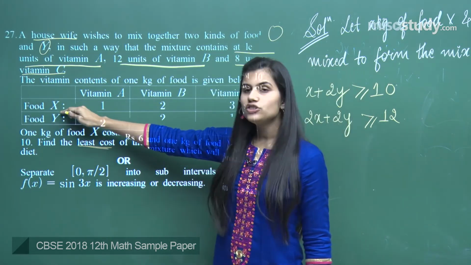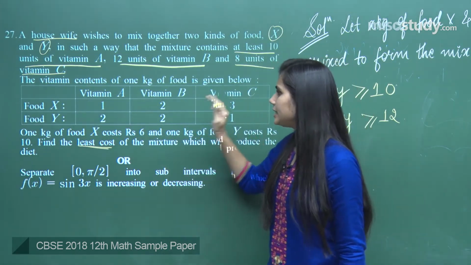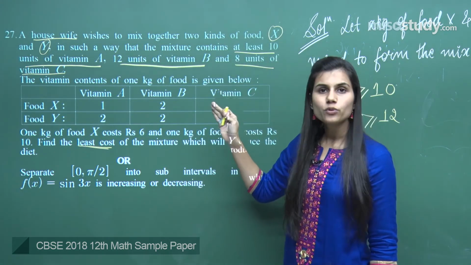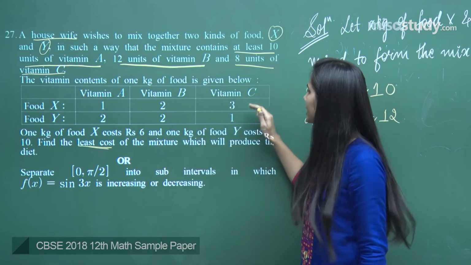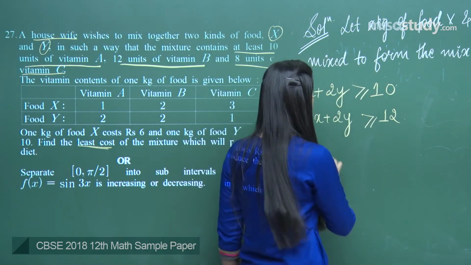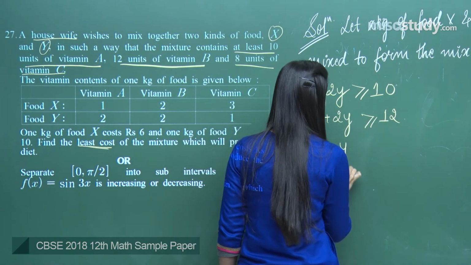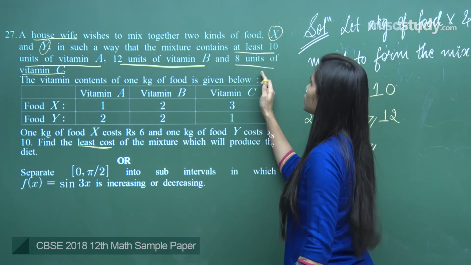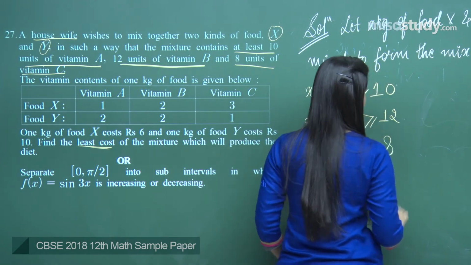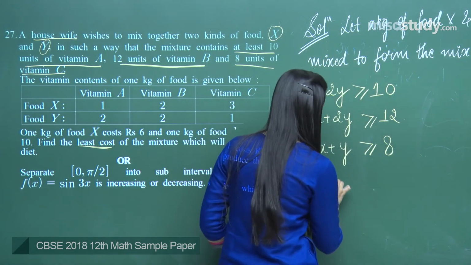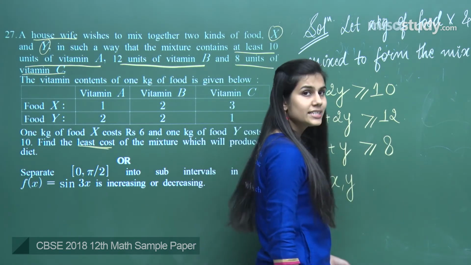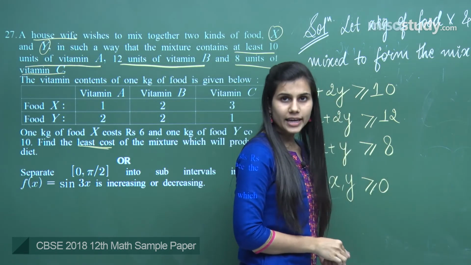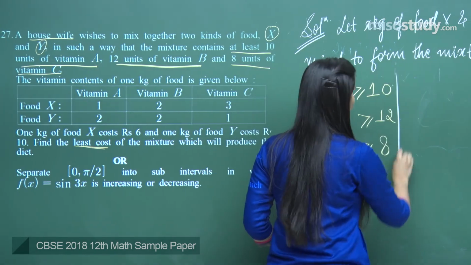If 1 kg of food X contains 3 units of vitamin C, 1 kg of food Y contains 1 unit of vitamin C. So, X kgs of food X and Y kgs of food Y contain 3X plus Y units of vitamin C. And vitamin C content in the mixture has to be greater than equal to 8. Also, because X and Y are quantities of food, they can never be negative, they will always be non-negative.